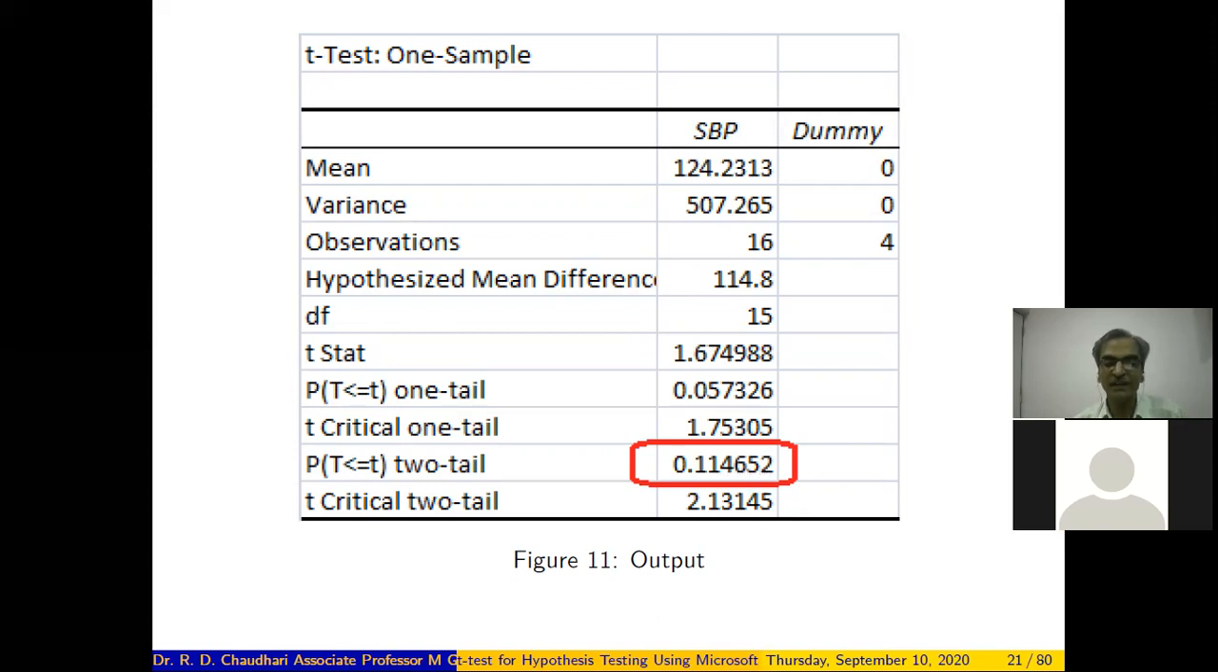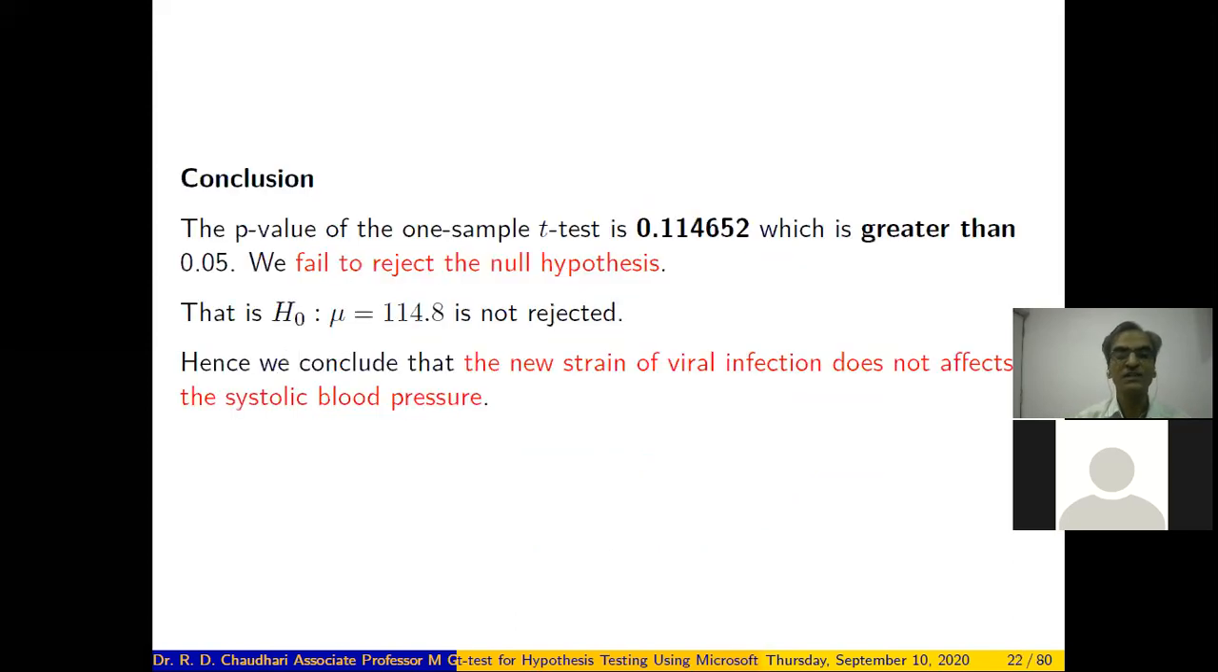Okay, so to take the decision about the acceptance and the rejection of the hypothesis, the procedure is to compare this p-value with the 5% level of significance or 1% level of significance, right? Since we have specified 5% as the level of significance, we compare the p-value. The p-value of the one sample t-test is 0.114652, which is greater than 0.05. It means that we fail to reject the null hypothesis.